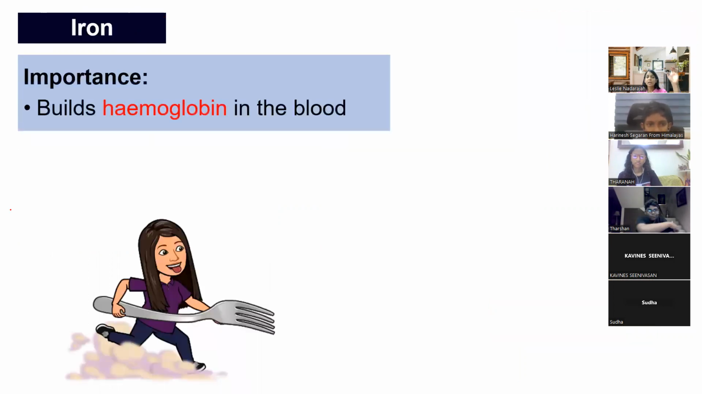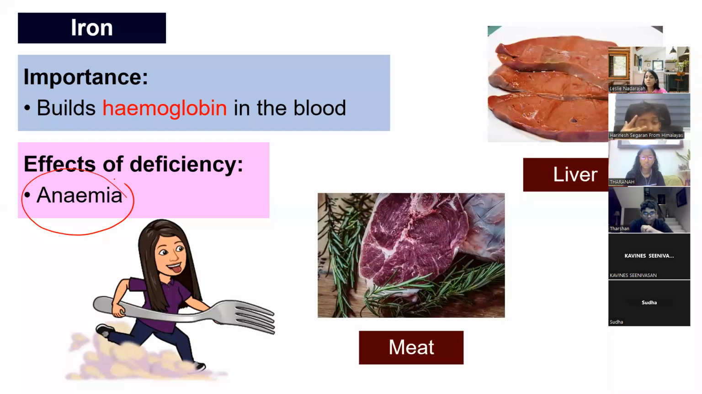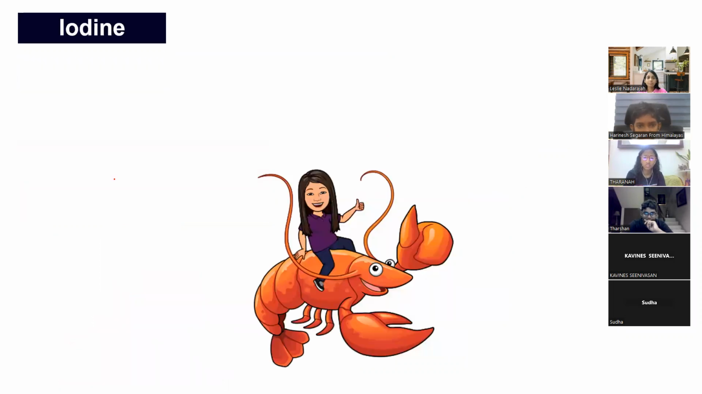Iron. If you don't have enough iron, you cannot build the hemoglobin in your blood. In your blood, there's something called hemoglobin, and if you don't have enough hemoglobin, you will get anemia. Something that teacher wants each one of you to do tomorrow when you go to school, or later with your parents: pull down your eyes and ask them to check. If it's very red, then you're not anemic. If it's pale or yellow, then you're a bit anemic. These are the foods that you need to eat: meat and liver.